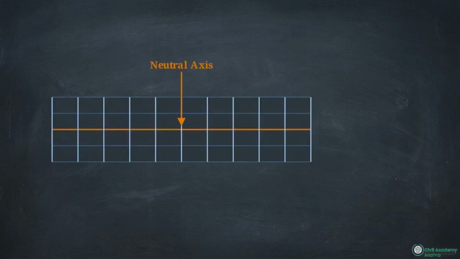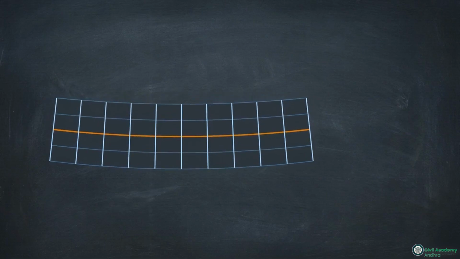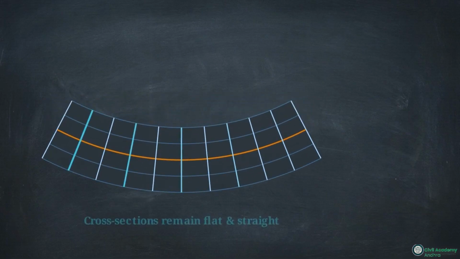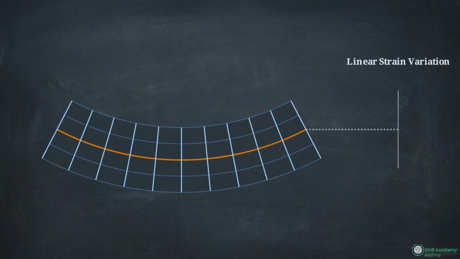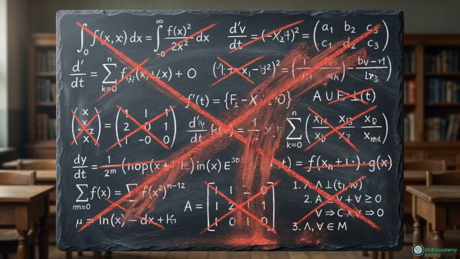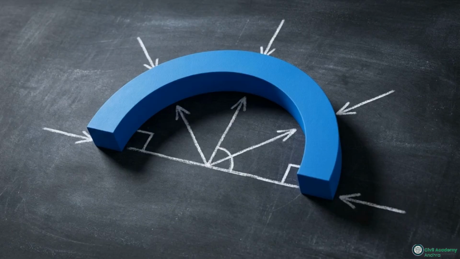Because the cross-section remains flat and simply rotates around an axis, the longitudinal strain must vary perfectly linearly as you move away from the center of the beam. Without the plane section rule guaranteeing linear strain, the mathematics would break down. It provides the necessary geometry to derive a universal equation for internal bending stress.